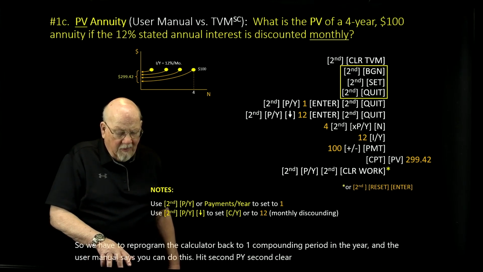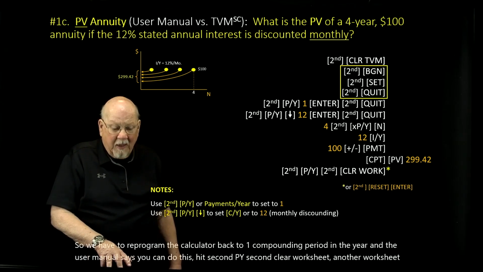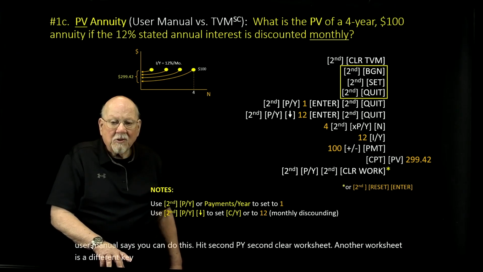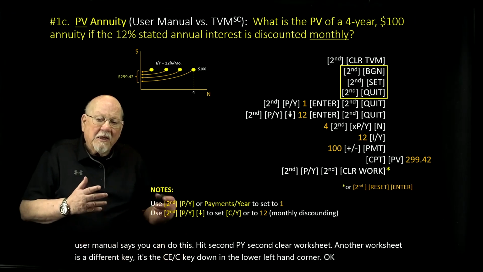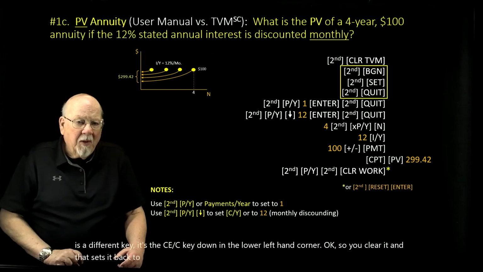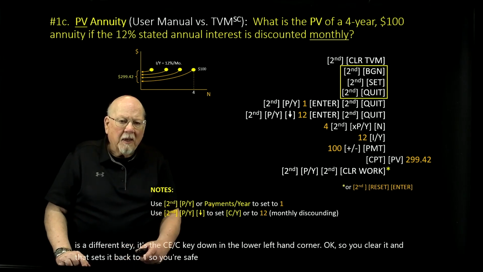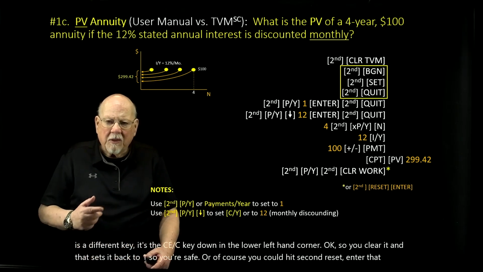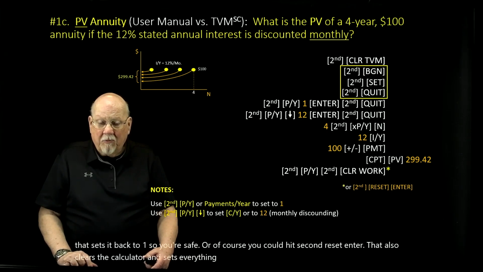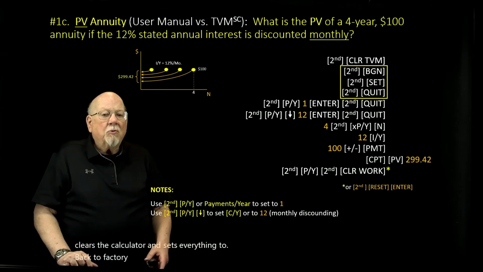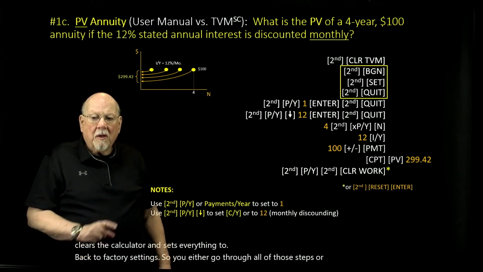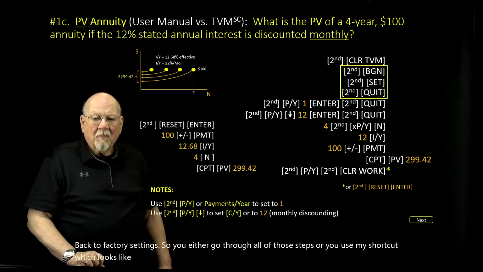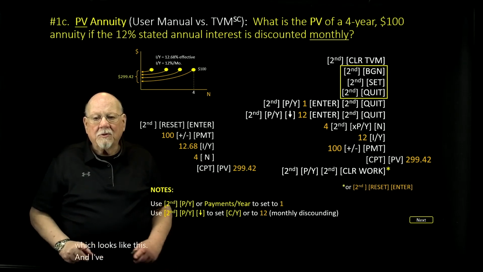Now the worksheet is a different key. It's the CE/C key down in the lower left hand corner. Okay, so you clear it, and that sets it back to 1, so you're safe. Or of course you could hit second reset enter. That also clears the calculator and sets everything back to factory settings. So you either go through all of those steps, or you use my shortcut, which looks like this. And I've used 2 shortcuts actually, because I use the second reset enter.